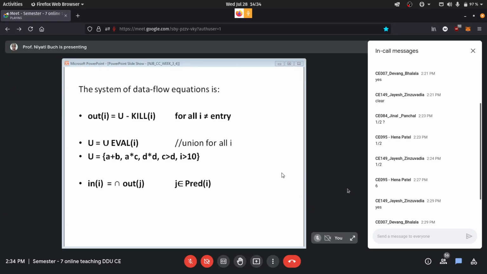Repeating it once again for those of you who have forgotten. The outset is for a particular block, I being the block. It is the union of all eval sets, so you have to take a union of all eval sets, which we will call capital U, and then take a difference of that with the kill set for that particular block, kill of I. Then you get the outset.